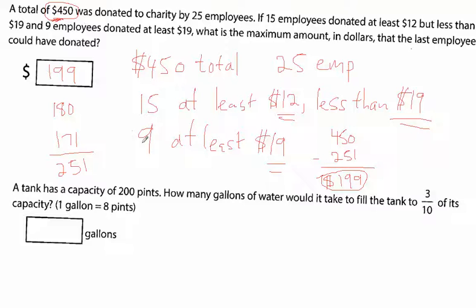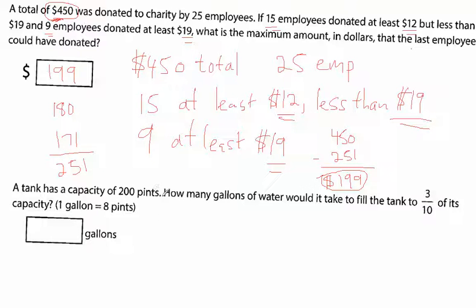So what we did here didn't require any algebra or real mathematical formulas. We just used the idea that 450 is the hard cap for everybody. Everybody else donated at least a certain amount: the 15 donated at least 12, and the 9 donated at least 19. Therefore, their total minimum they could have donated would be 251, leaving 199 for the last person.